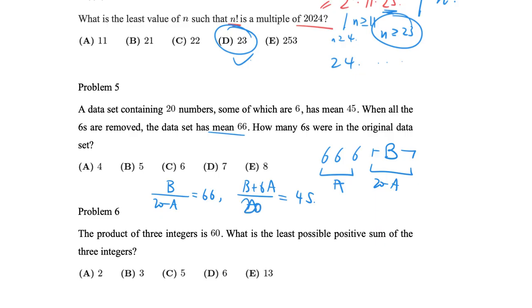Yeah. So then we can just move things around by a little bit. So let's see. We have B is 1320 minus 66A. And also, B is equal to 900 minus 6A. And then these two things are equal. And so you have 420 is equal to 60A, and A is equal to 7. So A is the number of 6s.